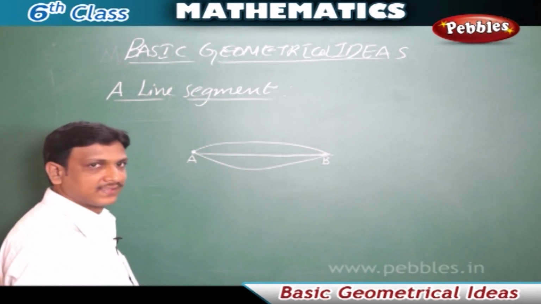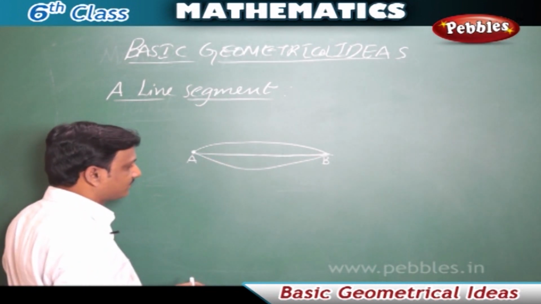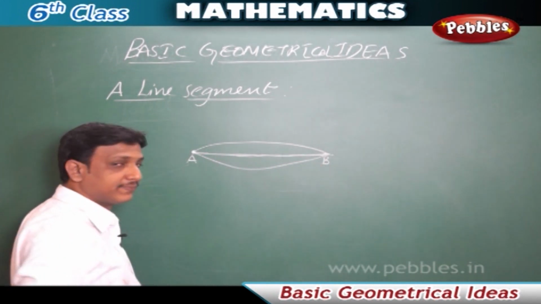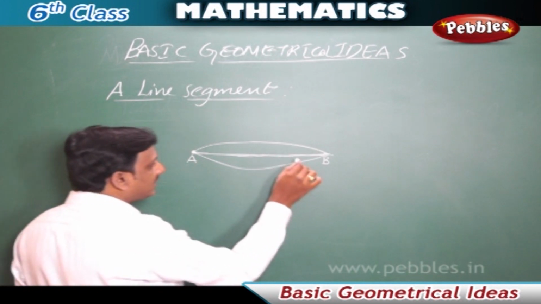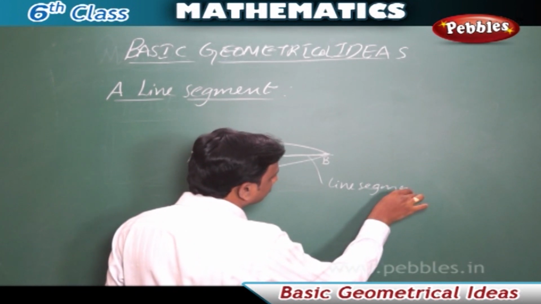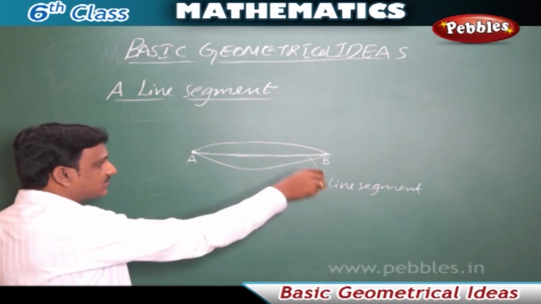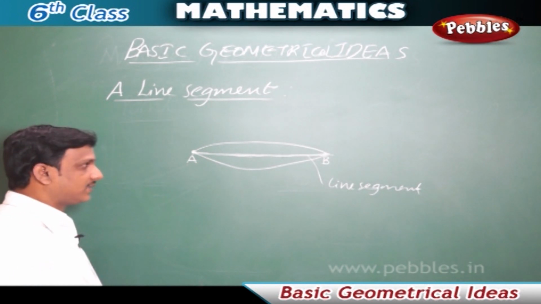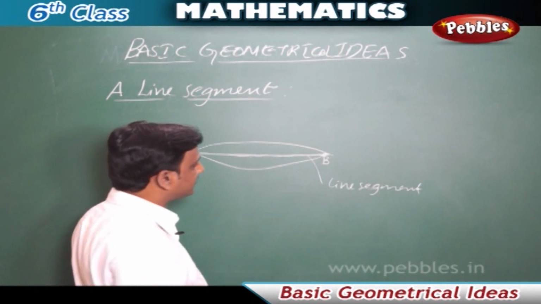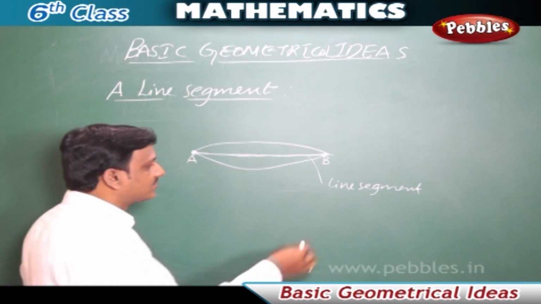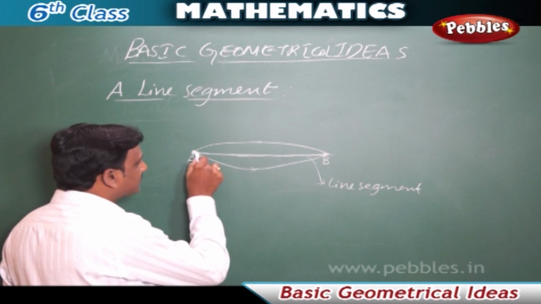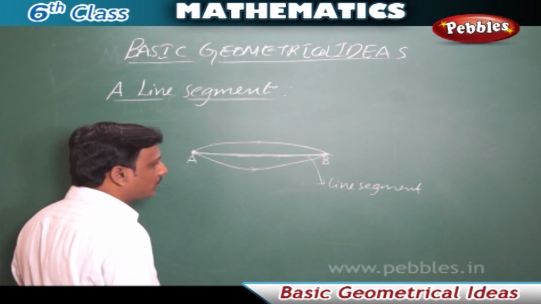But what is the difference? Here the distance is different. The middle one is the least possible distance between A and B. So this line is called a line segment. Why only this is called a line segment? A line segment is a line which connects 2 points by the least possible distance. This is the least possible distance, so this is considered a line segment. These 2 are not line segments here.